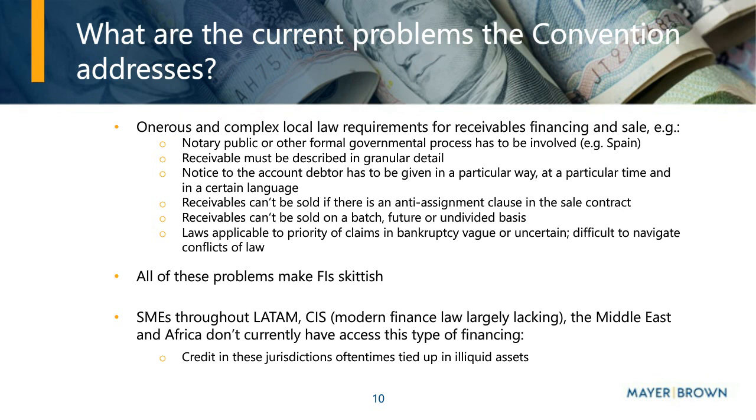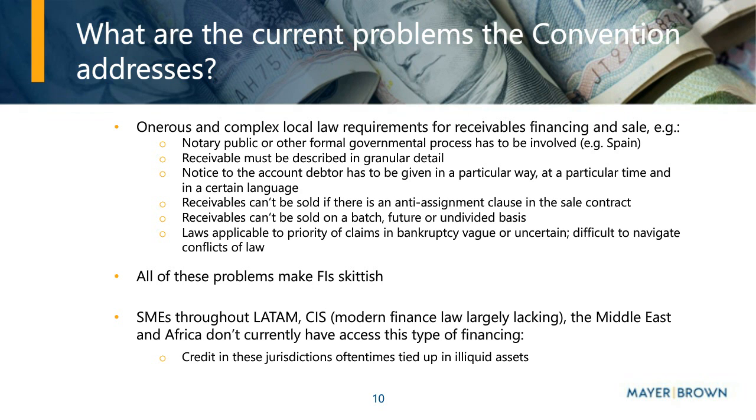So what are the current problems the Convention seeks to address? Well, local law requirements can be very elaborate and complex for receivables, financing, and sale. It's really a patchwork across the globe of different requirements. Sometimes in certain jurisdictions, notary publics have to be involved, or it's recommended that they be involved.